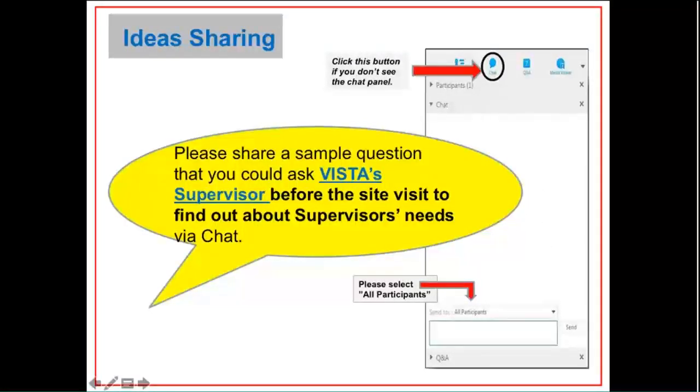Okay, so Helen says, are there any issues that you would like to address at the site visit? Great, thank you. Because that supervisor might say, yes, we do have a question about this aspect of the VISTA program, or something that the supervisor might want to bring to you in relation to the VISTA members' engagement.